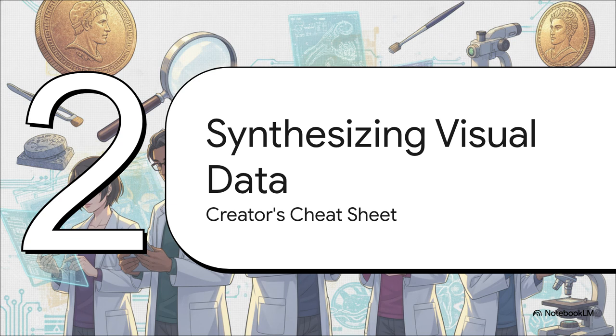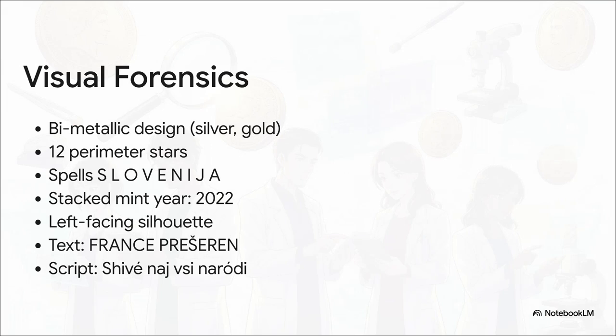Finally, Section 5. Synthesizing the visual data, the complete creator's cheat sheet. Note down this summary if you need to, because here is your ultimate cheat sheet. It packs in every irrefutable structural and typographic fact we just extracted directly from the object.